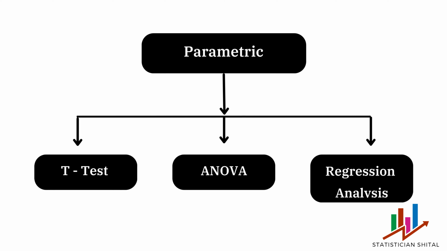Parametric inferential statistics includes t-test, ANOVA, and regression analysis. T-tests are used to compare the means of two samples, while ANOVA is used to compare the means of more than two samples. Regression analysis is used to model the relationship between a dependent variable and one or more independent variables.